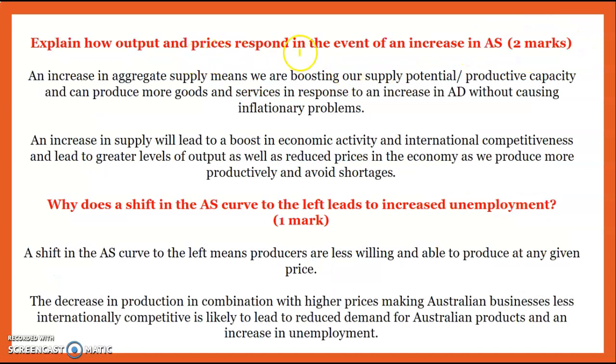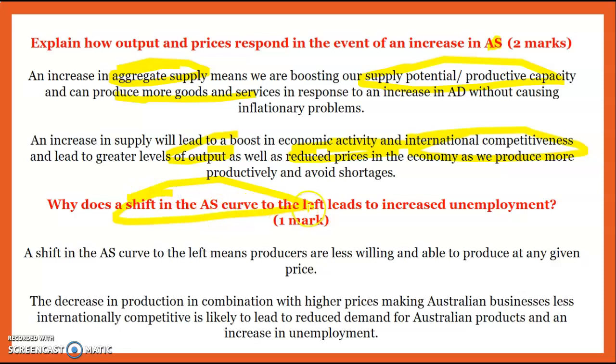Explain how output and prices respond in the event of an increase in aggregate supply. So an increase in aggregate supply means we're boosting our supply potential or productive capacity, which means we can produce more goods and services without causing inflation. So an increase in supply will lead to a boost in economic activity and international competitiveness and lead to greater levels of output as well as reduced prices. How does a shift in aggregate supply lead to increased unemployment? To the left, basically it means producers are less willing to produce, which also leads to higher prices, which makes us less internationally competitive.